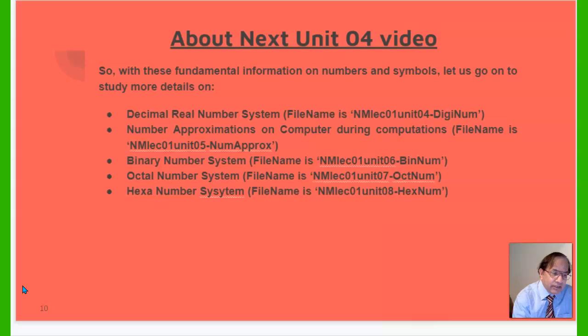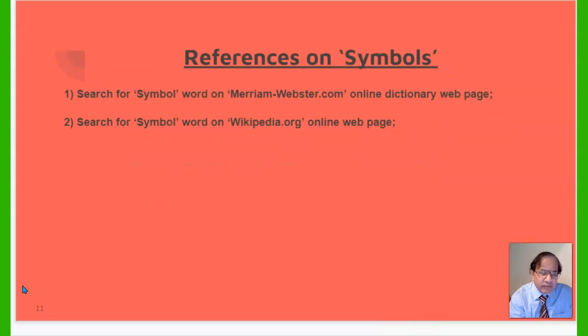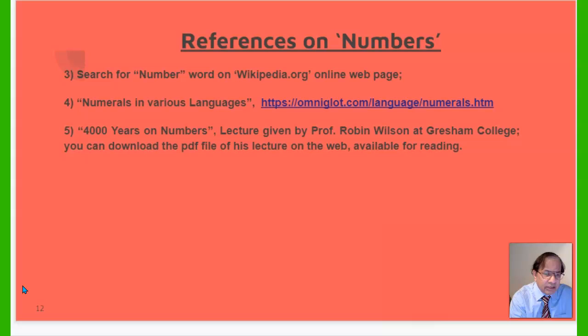this video stands for. The references: two references on symbols, one is Merriam-Webster Dictionary and the other one is Wikipedia, and the last one gives references on numbers. I would suggest that one should visit the websites on numbers in various languages just for curiosity, and also one should read the "4,000 Years of Numbers" lecture talk given by Professor Wilson, and the PDF file is available for reading.